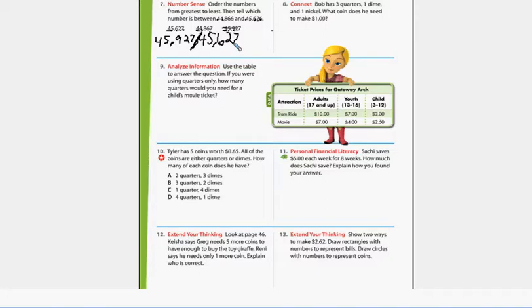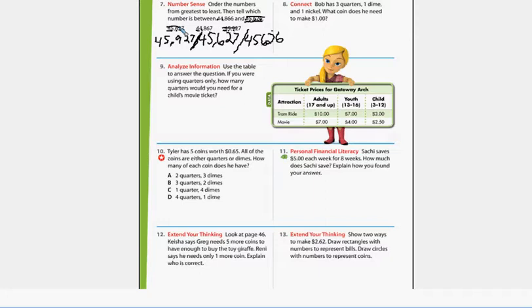Okay, and automatically this number right here is going to be my next largest, which is 45,626. So I don't need to use this number or this number anymore. We got those out of the way. So I'm going to tell what my next largest number is.